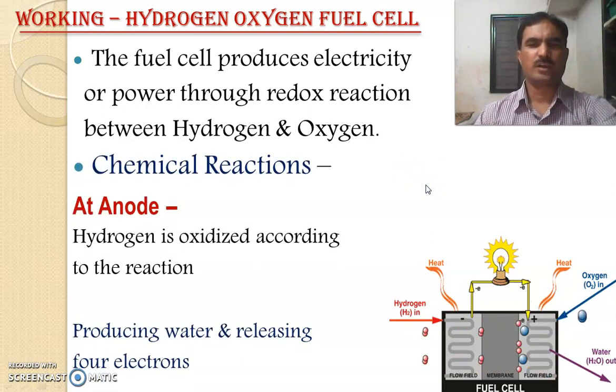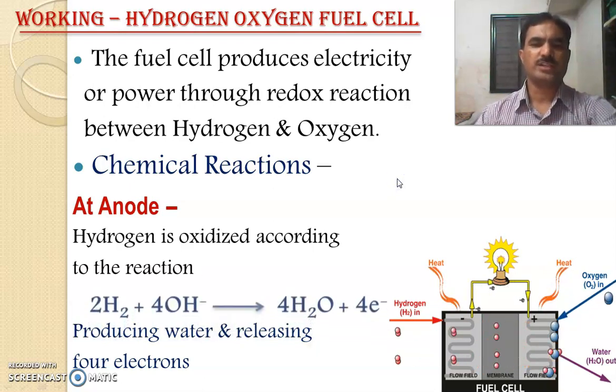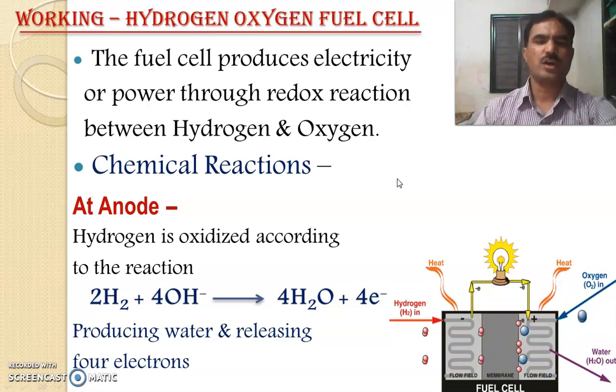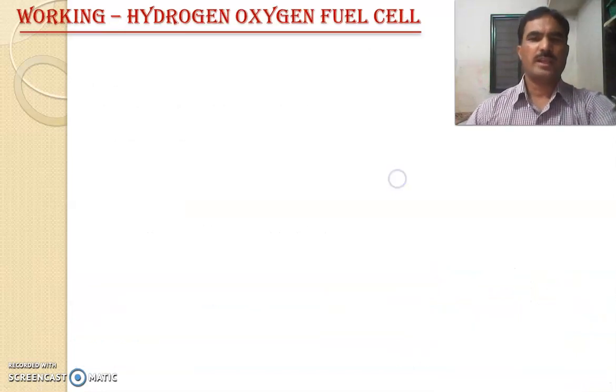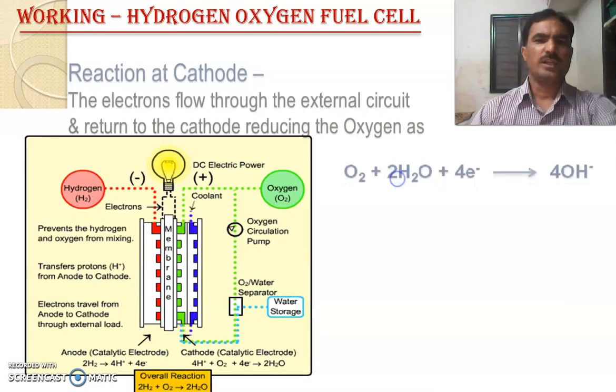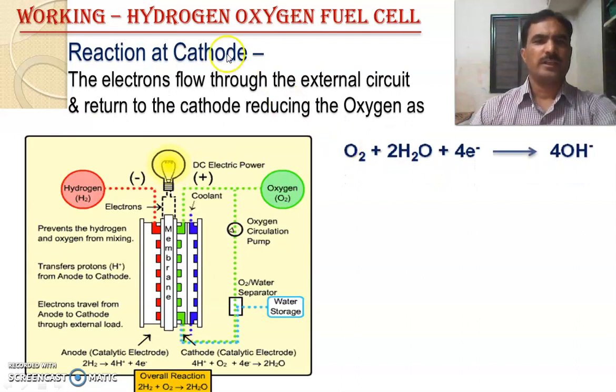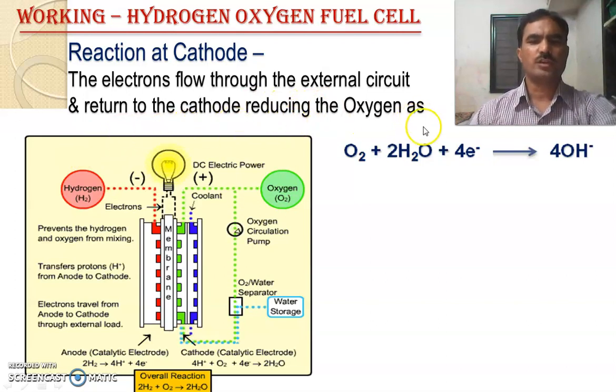So, where is the oxidation reaction going to take place and where is the reduction reaction going to take place? So, friends, at anode, the oxidation half chemical reaction is going to take place. Hydrogen is oxidized, with loss of electrons in presence of the electrolyte, producing water and releasing 4 electrons. While the chemical reaction at cathode is gain of electron. The electron flows through the external circuit and returns to the cathode, reducing the oxygen: O2 plus 2H2O plus 4 electrons gives 4OH negative, which is the electrolyte.